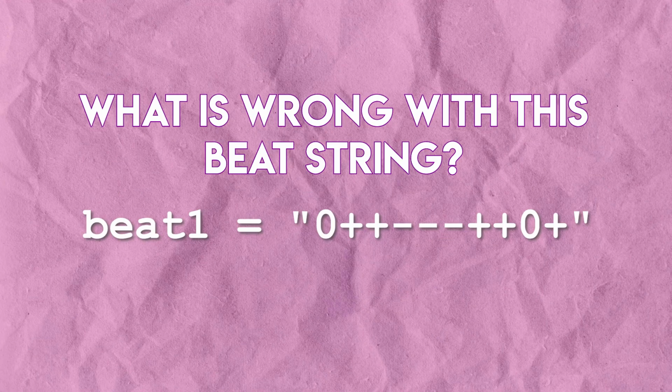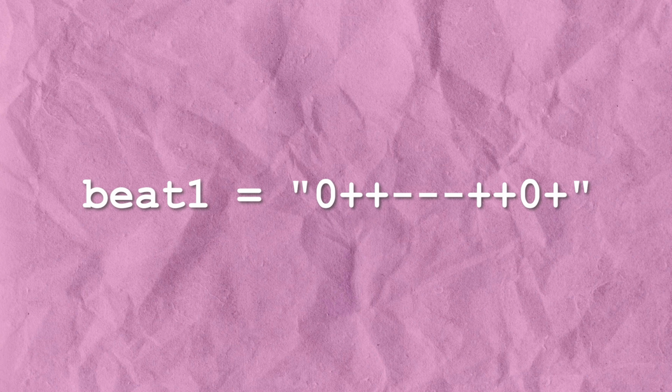There's something wrong with this beat string. EarSketch won't play it correctly. What needs to change? 5, 4, 3, 2, 1. Time's up! The problem is this beat string has a plus sign right after a minus sign, which is not gonna work. Remember, a 0 means to start playing the sound clip. A minus sign means to stay silent, and a plus sign means to continue a sound clip.